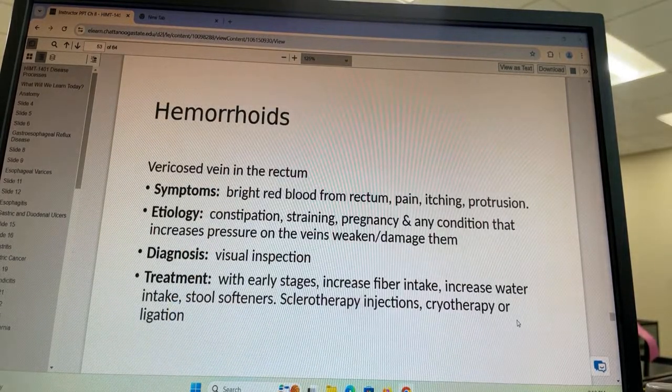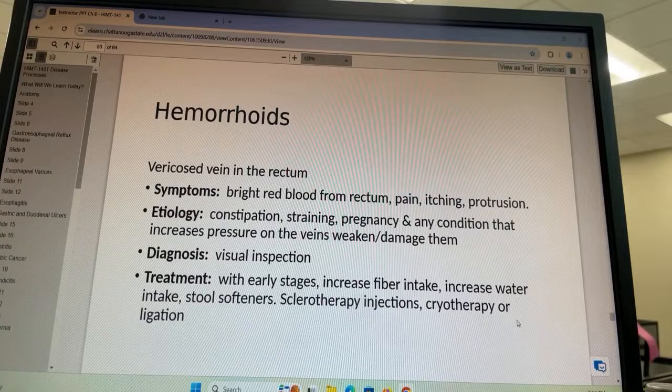All right, hemorrhoids. Most people probably know what hemorrhoids are. It's kind of like the varicose veins that we talked about with the esophagus and in the legs, but now in the rectum. So dilated, weak, twisty veins coming out of the rectum. This can cause bleeding if they burst. So if someone wipes and they see bright red blood, that could be from a burst hemorrhoid.